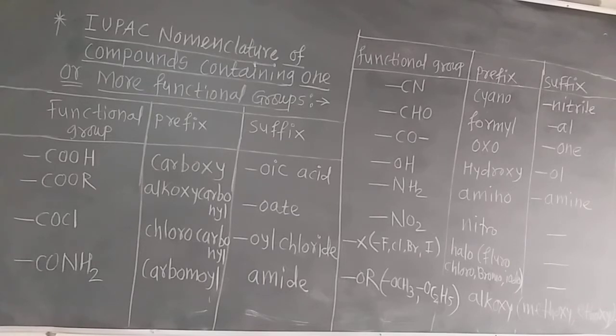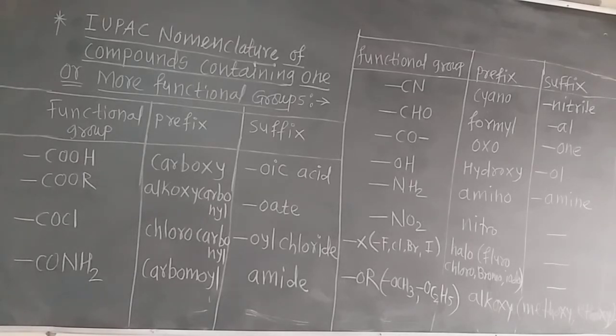For an ester, the IUPAC name or common name is always given from the back side, that is, which alkyl group is attached in place of this R. If here is the methyl group, and here is the ethanoic acid group, then we give the name methyl ethanoate. If the R group is an ethyl group, we call that ethyl ethanoate. This suffix OATE is used for the ester, remember that.